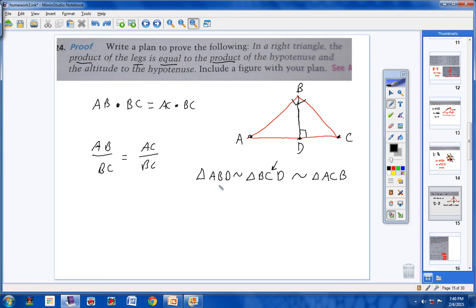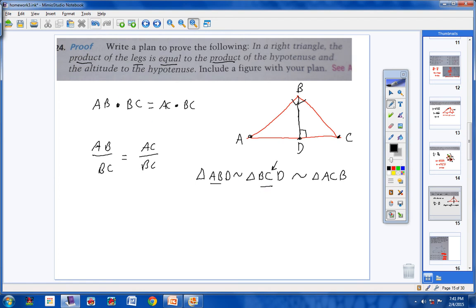Let's be careful. AB over BC equals... Nope, that's not going to work. Because look, if I'm going to say AB over BC equals, now I've got to have an AC over here somewhere. If I'm going to say AB over BC equals AC over BC, it's not going to work.